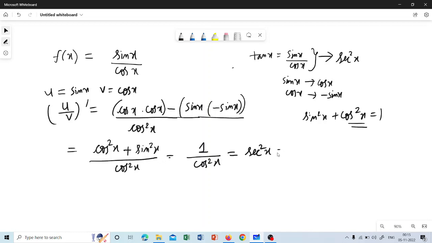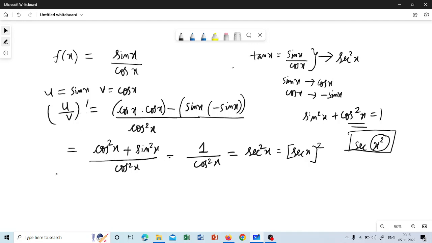Secant square x is nothing but secant of x whole square. Always remember that these two are the same, and don't confuse it with sec of x square, which is a different thing. So this is how, using the quotient rule, we have found the derivative of tan x.